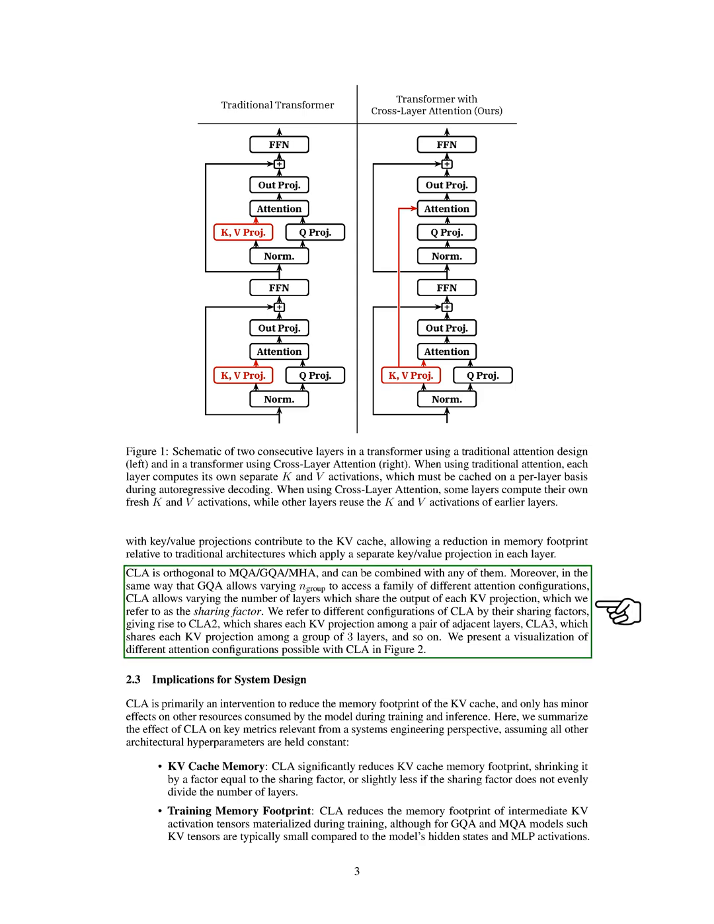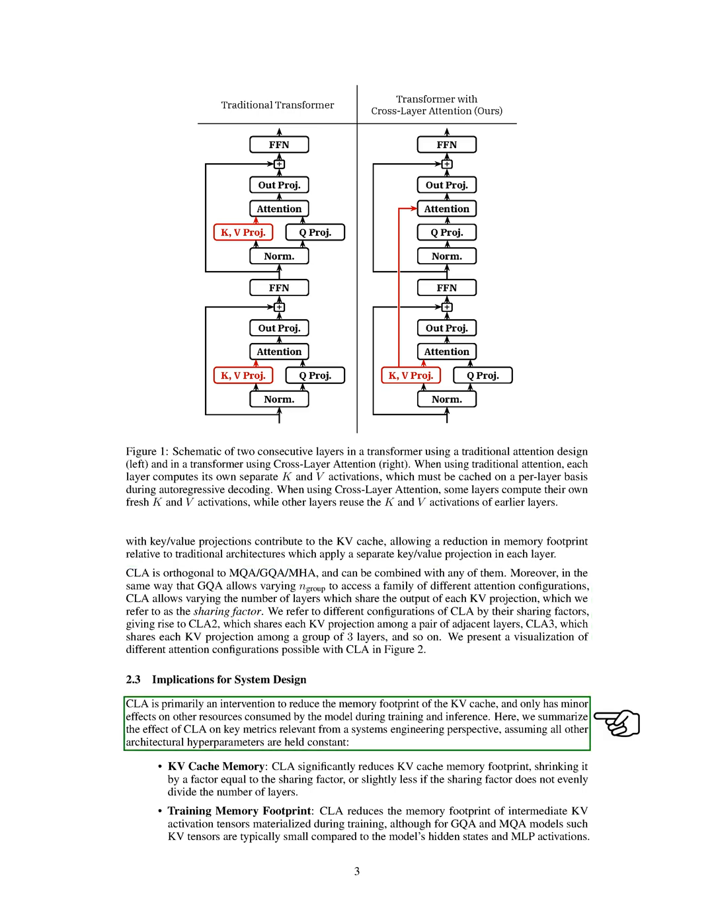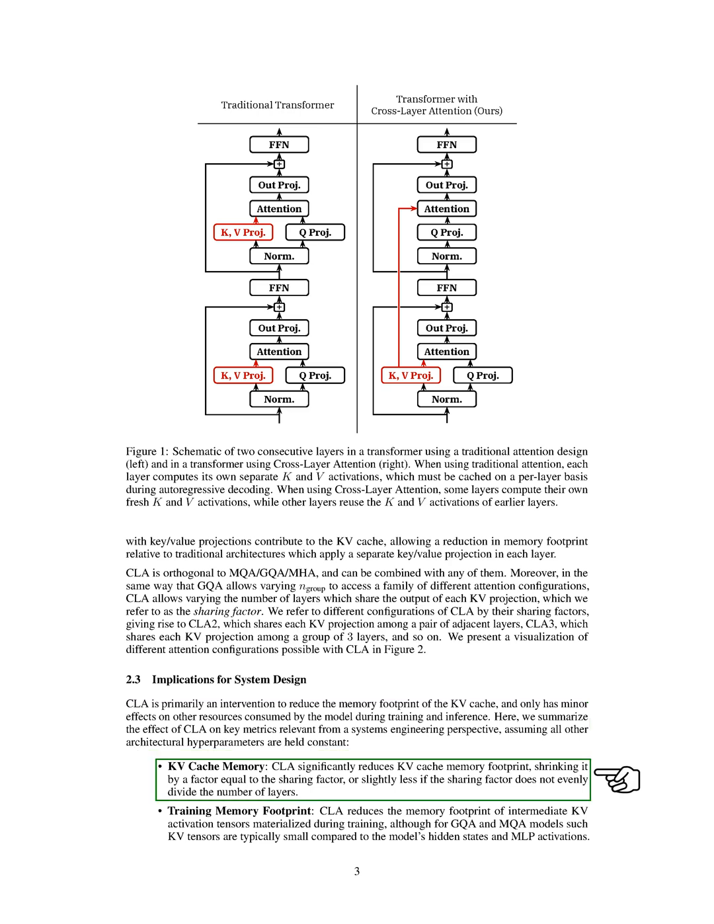Section: Implications for system design. In this section, we will discuss the implications of cross-layer attention (CLA) on system design. CLA mainly focuses on reducing the memory usage of the KV cache, with minimal impact on other resources during model training and inference. When all other architectural parameters remain constant, we can observe the following effects of CLA.